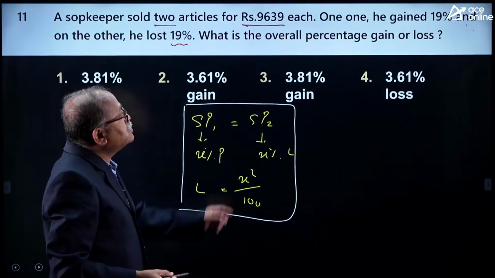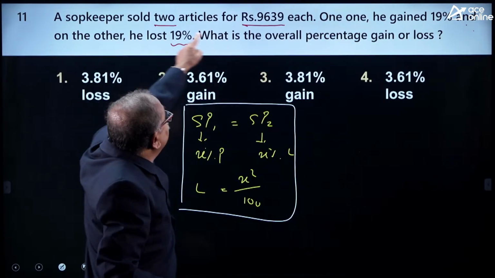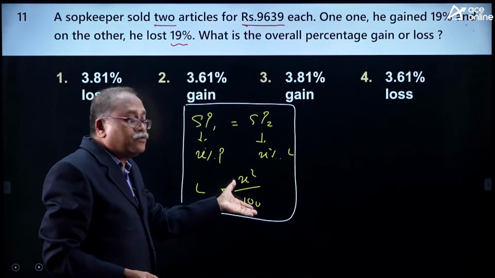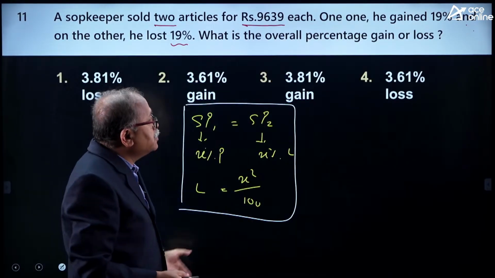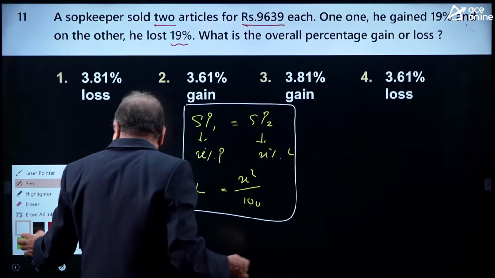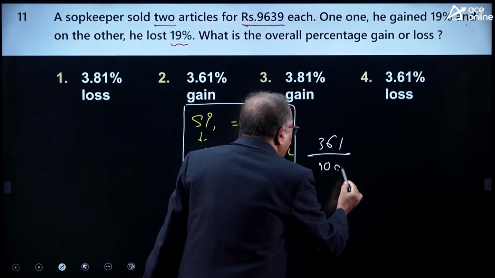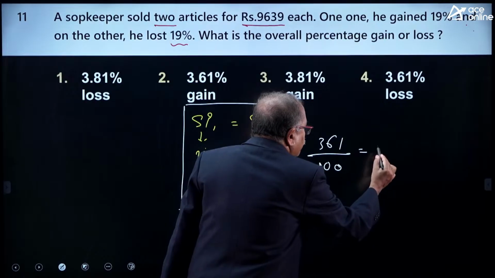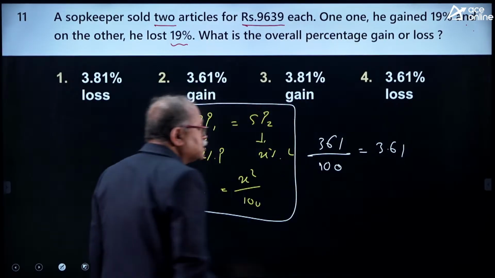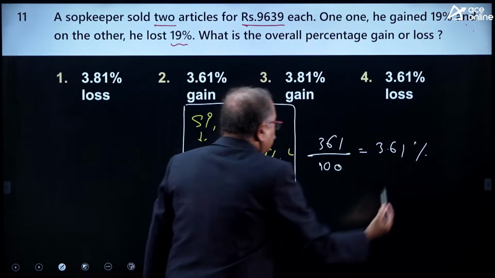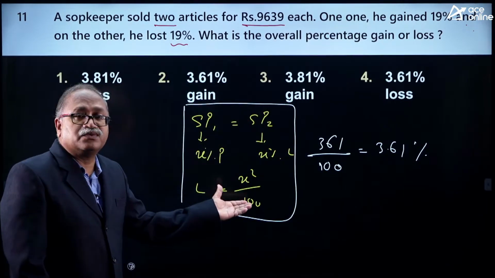So, what is x here? The selling price of the 2 articles is the same. So, x is 19. So, there is always a loss. 19 square is 361. So, that comes 361 by 100, which, as most of you rightly said, is 3.61. 3.61% is the loss. I am just following this formula.